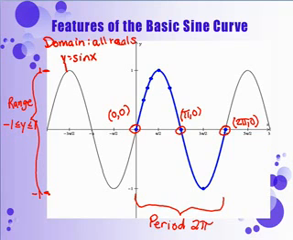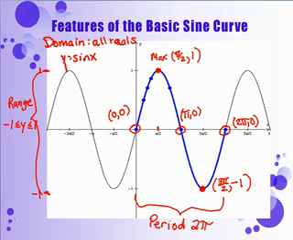Our sine function has a maximum at (pi over 2, 1), and our minimum is at (3 pi halves, -1). And you can see that the pattern just repeats over and over and over again.